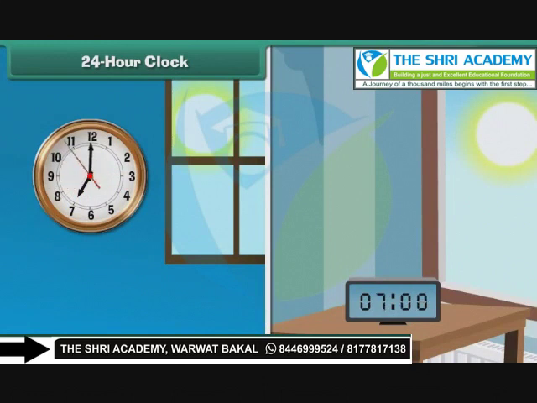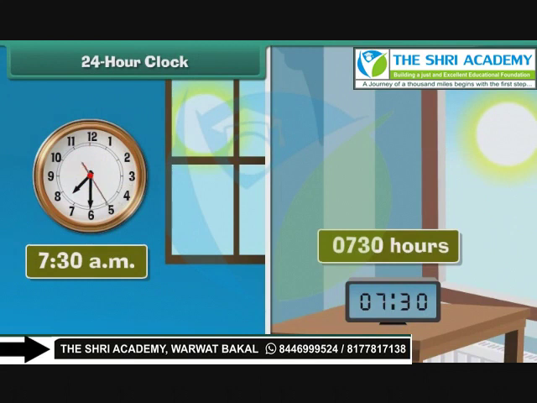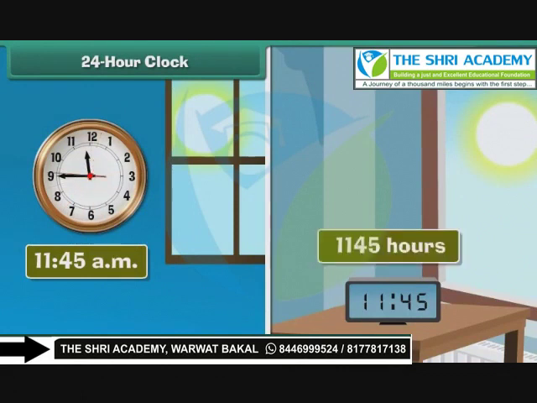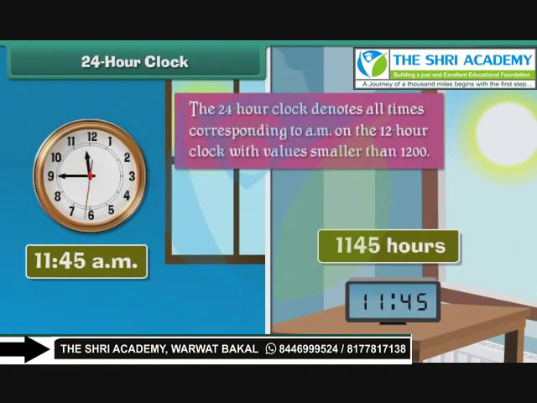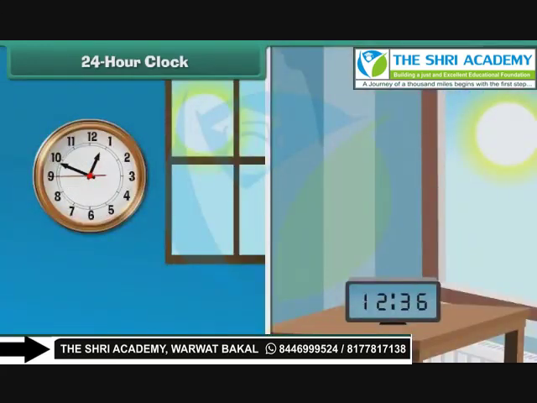Both the 12-hour and 24-hour clocks denote the first 12 hours of the day in an identical manner. 7:30 a.m. on the 12-hour clock is represented as 0730 hours on the 24-hour clock. Similarly, 11:45 a.m. is represented as 1145 hours. The 24-hour clock denotes all times corresponding to AM on the 12-hour clock with values smaller than 1200. After 12 noon, the two clocks differ in their representation of time.